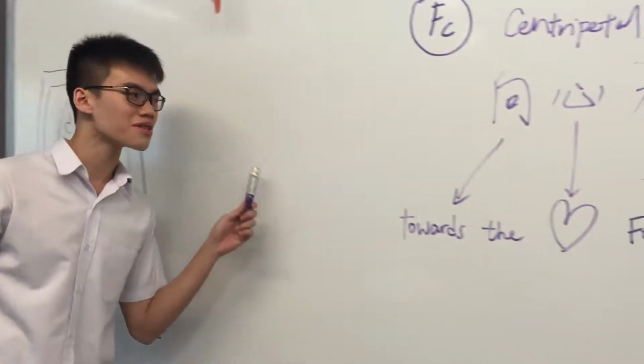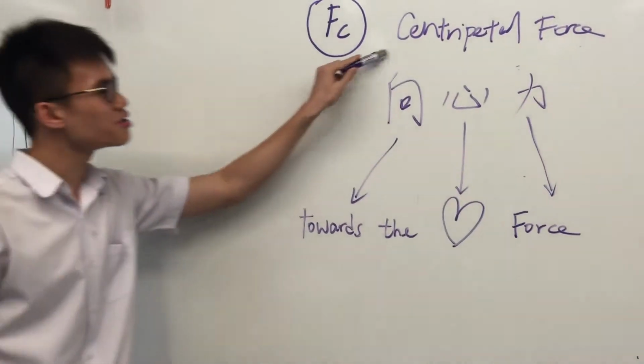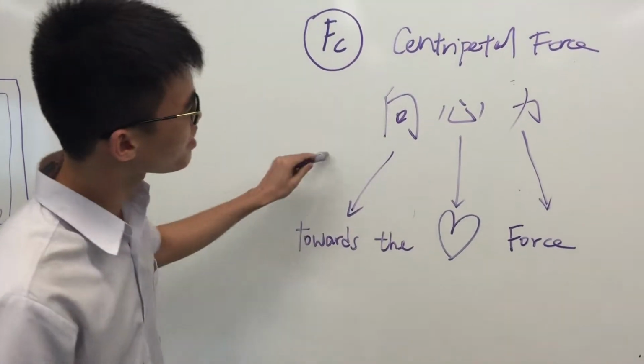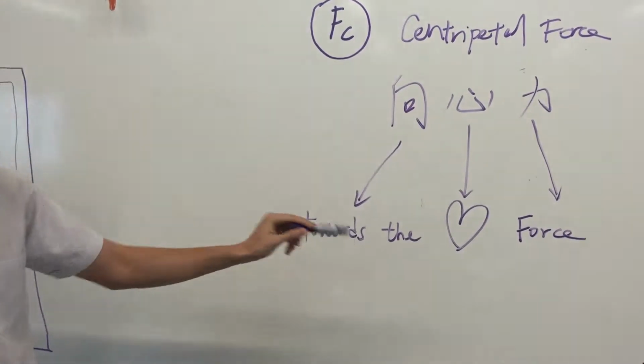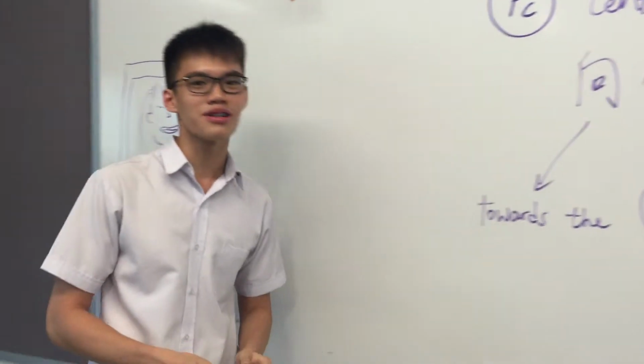So the most important force of circular motion is the centripetal force, which in Chinese we call 向心力, towards the heart force, a force that is acting towards the center.